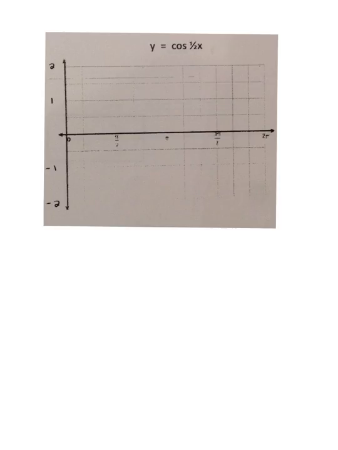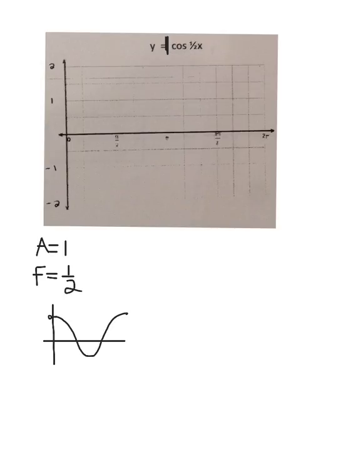All right, last one. So we can look and we can say, well, the amplitude is 1 because that's the number in front here. And my frequency is 1/2. So remember what frequency means. It means how many curves we're going to see from 0 to 2 pi. So I'm only going to see half of a curve. So let me draw a full cosine curve. Okay, so there's a full cosine curve. So what this is saying is I'm only going to see half of a cosine curve.